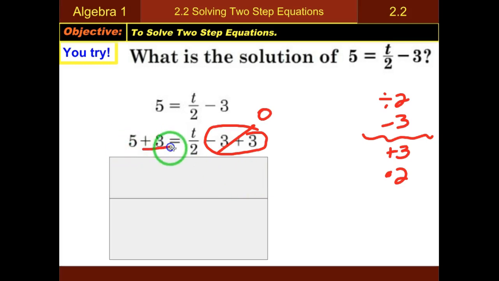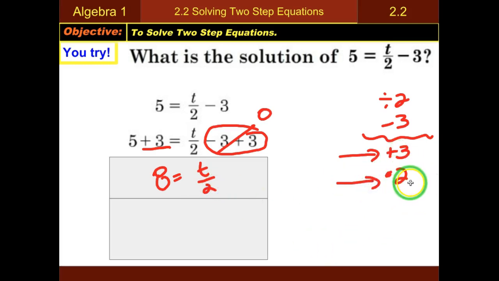And then I had to add 3 to the other side to balance it all out. So that's what that was saying. Step 1, add 3 to both sides. So I end up with 8 equals t over 2. And then it says here my next step is to multiply both sides by 2.